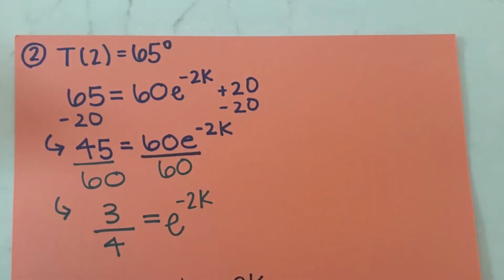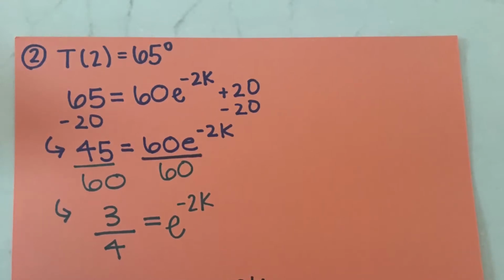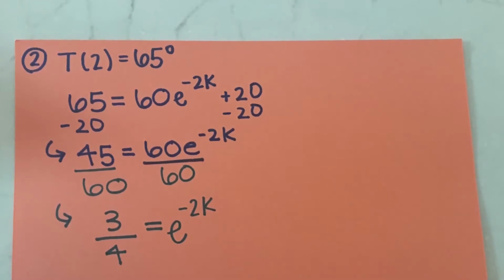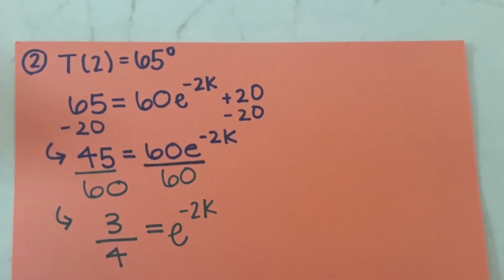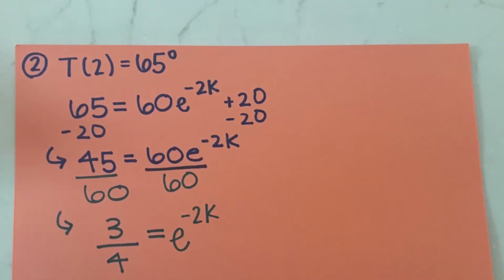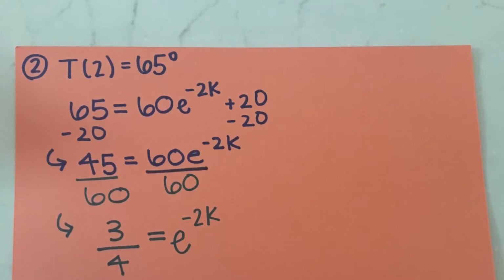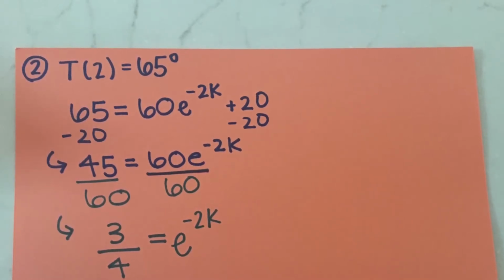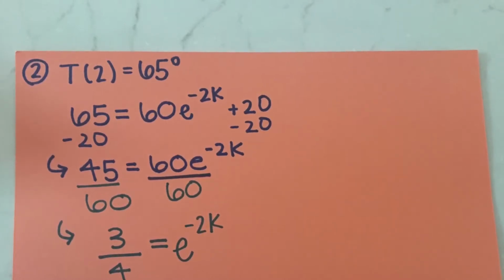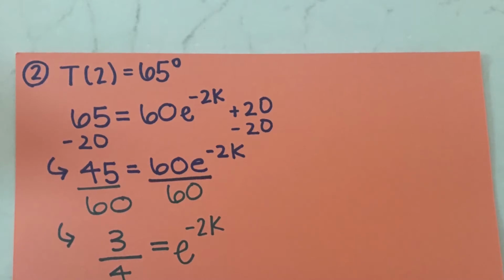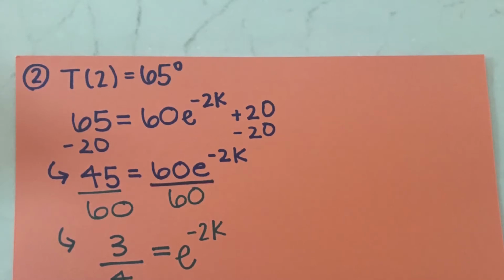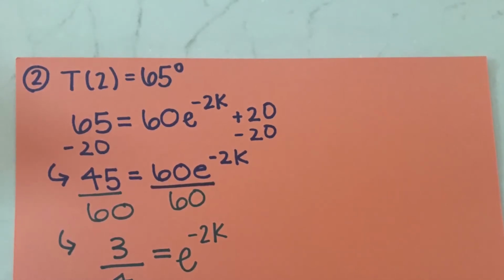Now we are going to solve for k, and we are going to use T of 2 is equal to 65 degrees. So our equation is going to be 65 equals 60e^(-2k) plus 20. For a reminder, we got this 60 from our last equation solving for C. And we have negative 2k because we are solving for k when time was equal to 2. And then plus 20 at the end for our ambient temperature. We then subtract 20 from both sides, and that leaves us with 45 equals 60e^(-2k). We then divided both sides by 60 to get e by itself, leaving us with 3/4 equal to e^(-2k).